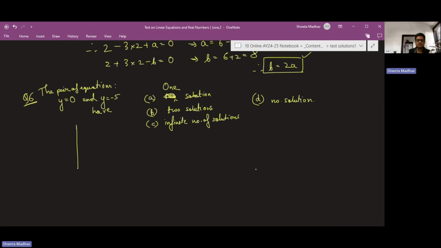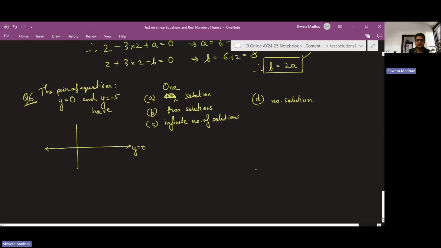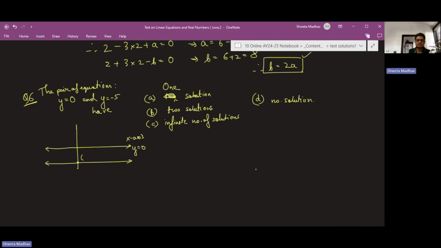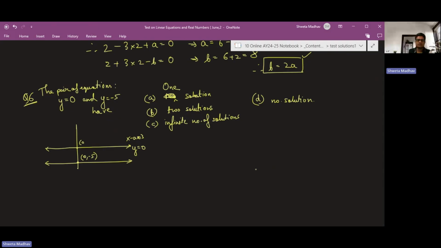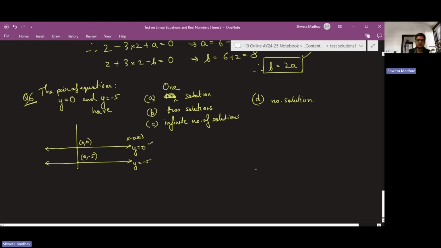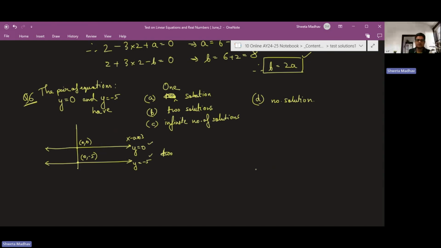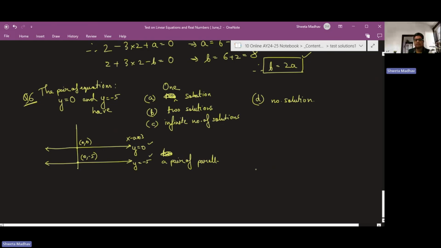As we know, y equal to 0 is a straight line which is simply the x-axis. Y equal to 0 is the equation of the x-axis only. And y equal to -5 is a straight line parallel to the x-axis, and it will intersect the y-axis at (0, -5). And y equal to 0 will intersect the y-axis at (0, 0) only. So this is y equal to -5. As you can see, they both represent a pair of parallel straight lines.